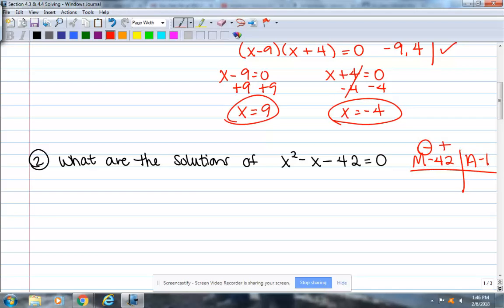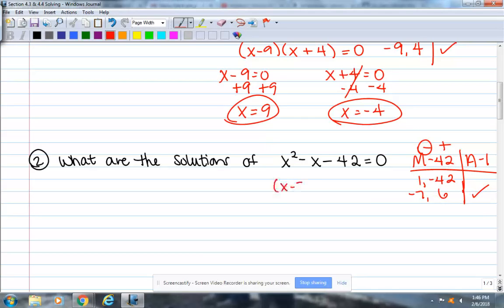What do we need? What multiplies to get 42? Negative 1 and 42, yeah, there's one of them. The bigger one needs to be negative. Negative 7, positive 6. Does that multiply to get -42 and add to get negative 1? Sure does. So this was a short way again because the leading term is a 1.